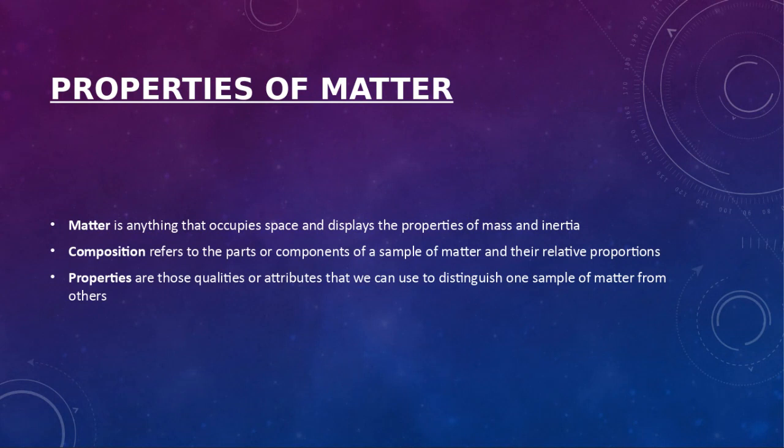And the other one, properties. Which properties? The properties of matter. What are these? For example, physical and chemical properties. The properties are those qualities or attributes we can use to distinguish one sample of matter from the others. And ordinary water, for example, for the composition term, ordinary water is made of, as I said, two simpler substances, hydrogen and oxygen, in fixed proportion, we can say.